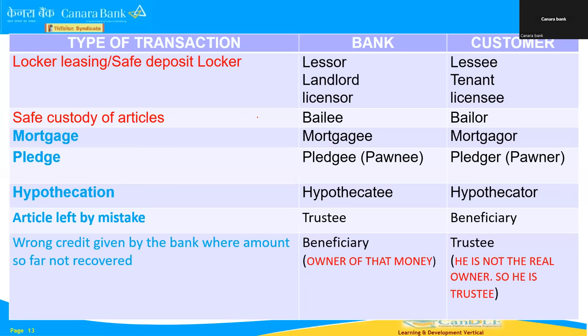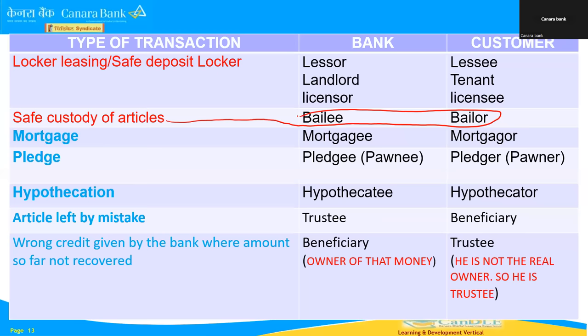Now come to safe custody articles. Generally, in JAIIB, CAIIB, you might have read this. Safe custody articles, the relationship between banker and the customer is bailor and bailee. Customer is bailor, who is giving the articles; who is taking is bailee. So banker is bailee, customer is bailor. It is a typical word, you have to remember this by heart. Customer is giving, bailor; we are taking, we are bailee. Always the person receiving will take the last E, bailee.